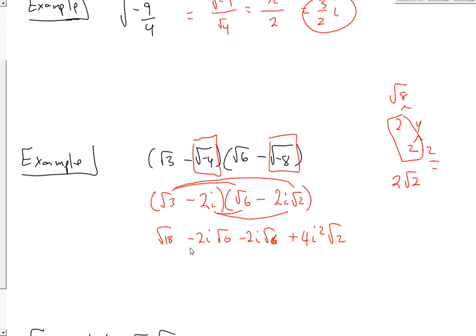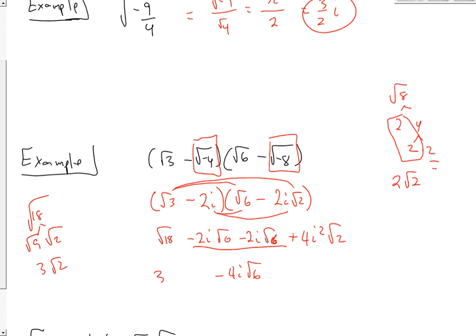Looking at my terms here, I've got like terms here. So that is going to be negative 4i times the square root of 6. The square root of 18 can be simplified. 18 is 9 times 2, and if I'm thinking about the square root, the square root of 9 is 3. Or if you break that down to 3 times 3, obviously you'll notice that.